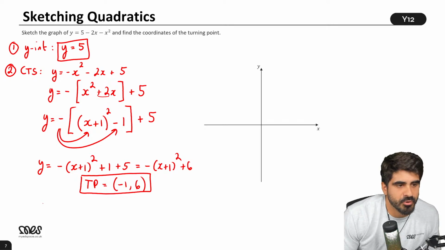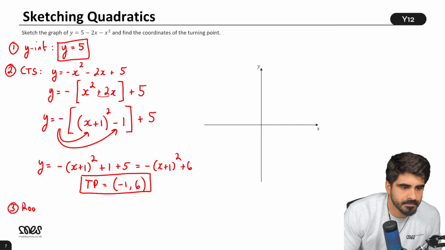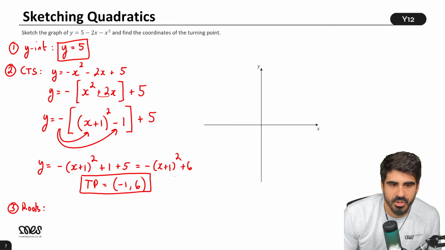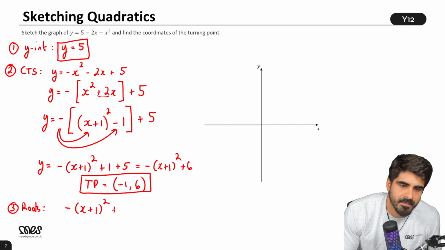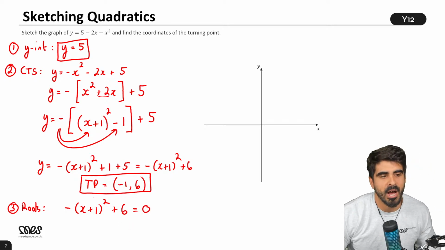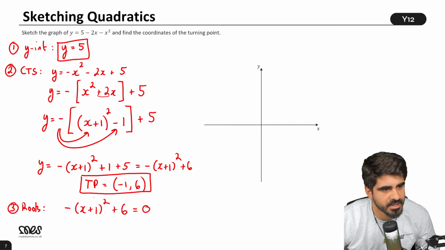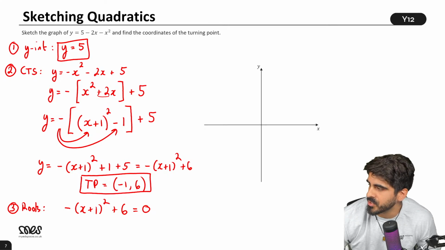And then finally, we're going to find the roots. Okay, let's do that. So we have our completed square form, which is minus x plus 1 squared plus 6 is 0. Now, how would I recommend you guys to rearrange for this? What would I tell you guys to do?